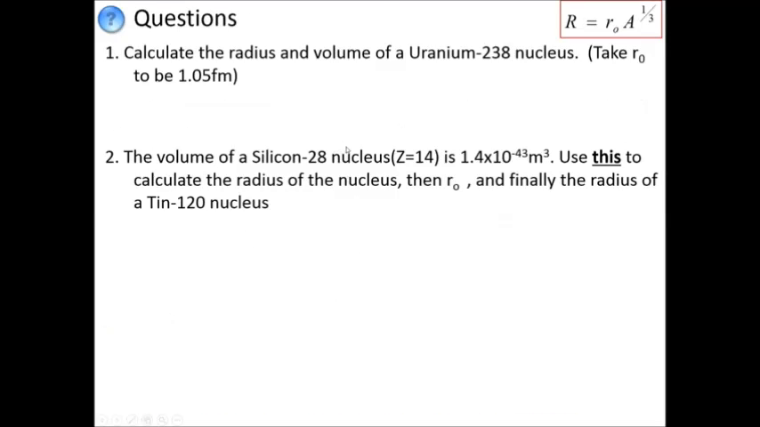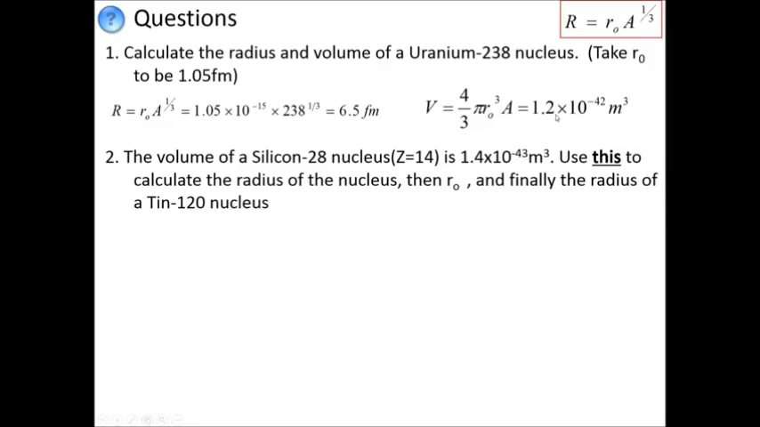And a couple of calculations to finish. I'll just show these really quickly so you can pause it and check them yourself. Calculate the radius and volume of a uranium-238 nucleus. Take r0 to be 1.05 femtometers. This is straight use of the equation that you're given, so this will be a very easy exam question. I've got an answer of about 1.2 times 10 to the minus 42 meters cubed for the volume.